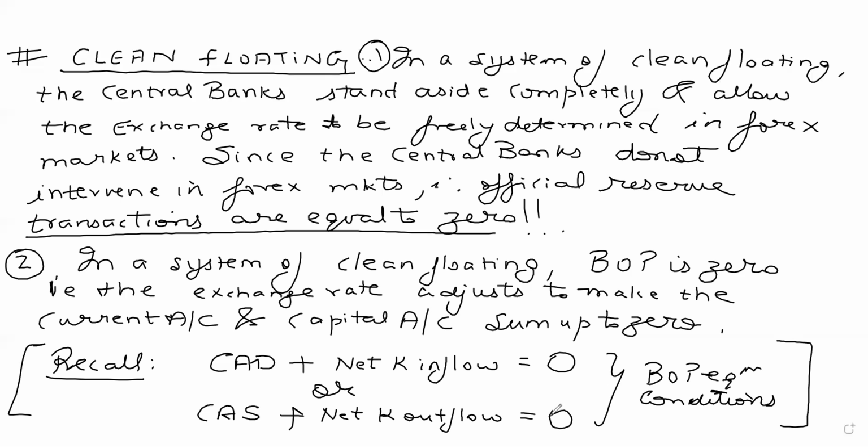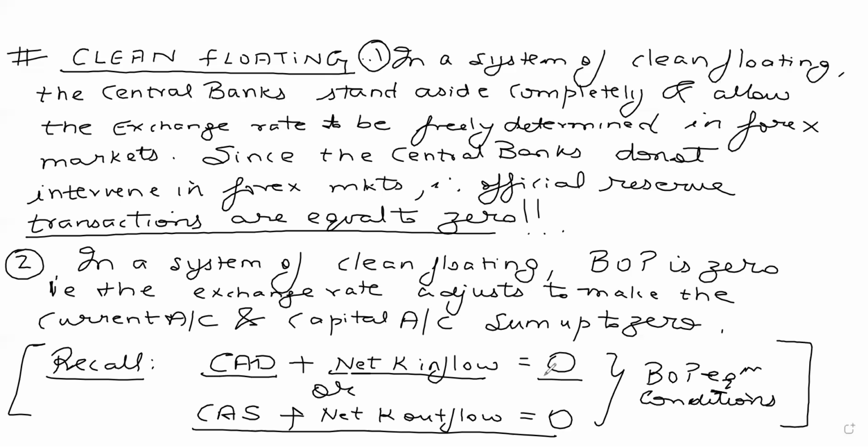Okay, so a surplus in the current account is matched by net capital outflow, or I can say deficit in the capital account such that their sum is 0, or a deficit in the current account is balanced or matched by net capital inflow or capital account surplus such that their sum is 0.